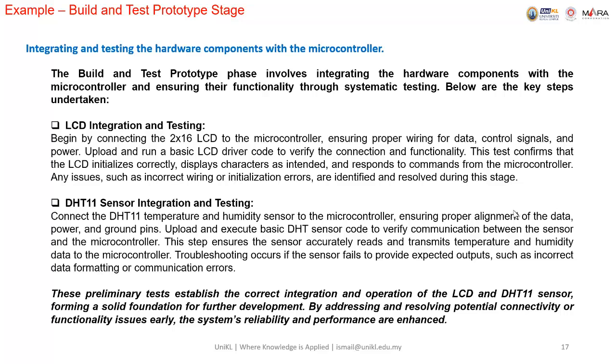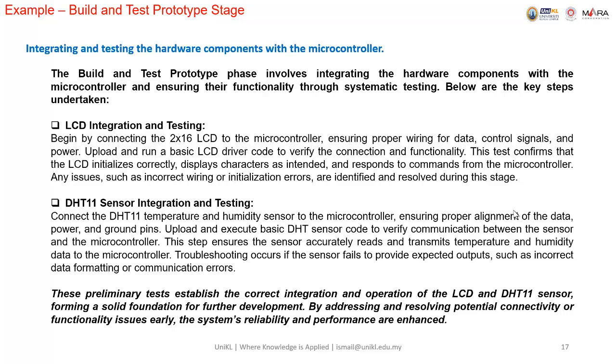Then build and test prototype stage. Integrating and testing the hardware component with the microcontroller. So this involves integrating hardware components with the microcontroller, ensuring their functionality through systematic testing. Below are the key steps undertaken. First, LCD integration and testing. Begin by connecting the 2x16 LCD to the microcontroller, ensuring proper wiring for data, control signal and power. Upload and run a basic LCD driver code to verify the connection and functionality. This test confirms that the LCD initialized correctly, displays characters as intended, and responds to commands from the microcontroller. Any issues such as incorrect wiring or timing errors are identified and resolved during this stage.